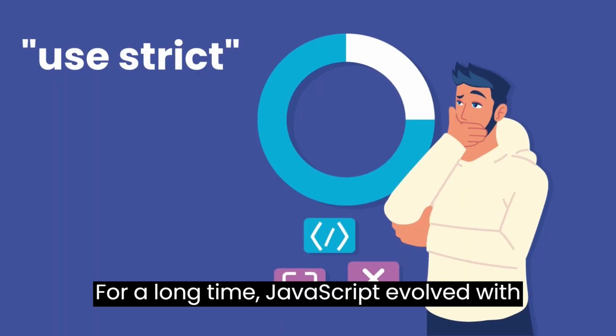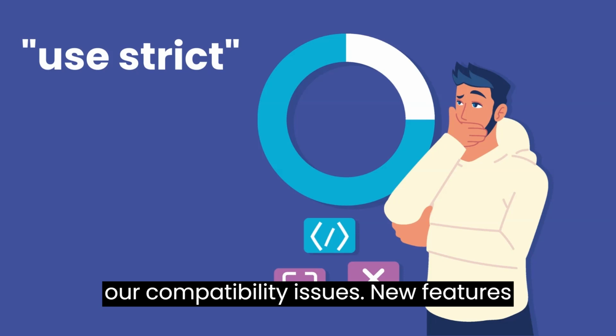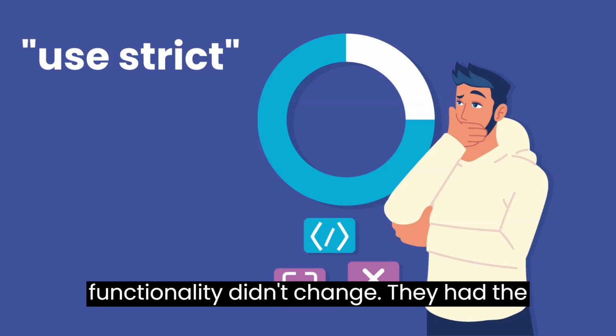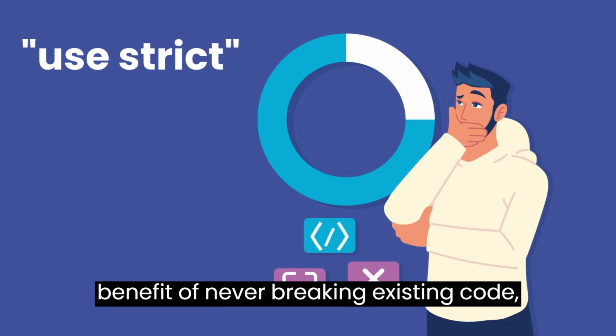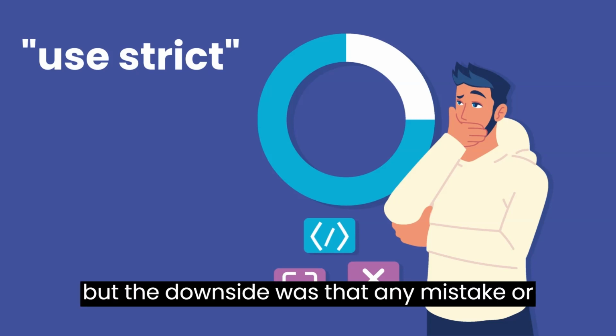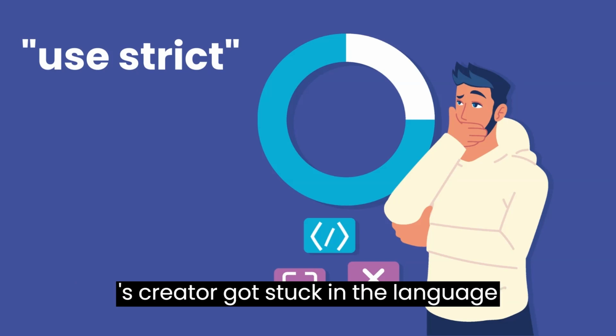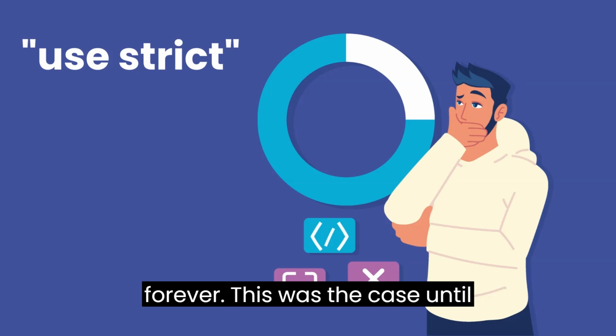For a long time, JavaScript evolved without compatibility issues. New features were added to the language, while old functionality didn't change. They had the benefit of never breaking existing code, but the downside was that any mistake or an imperfect decision made by JavaScript's creator got stuck in the language forever.